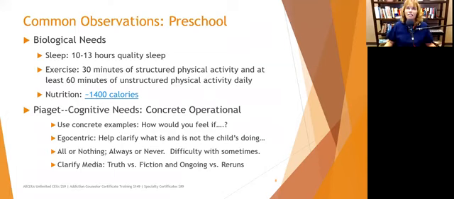Now, nutrition. Preschoolers need about 1,400 calories a day. And you might be going, oh my gosh, that's as many calories as I'm allowed in a day. Well, yes. Preschoolers are growing. They need more calories because their body is growing. Their metabolism is faster. Why do I bring this up?